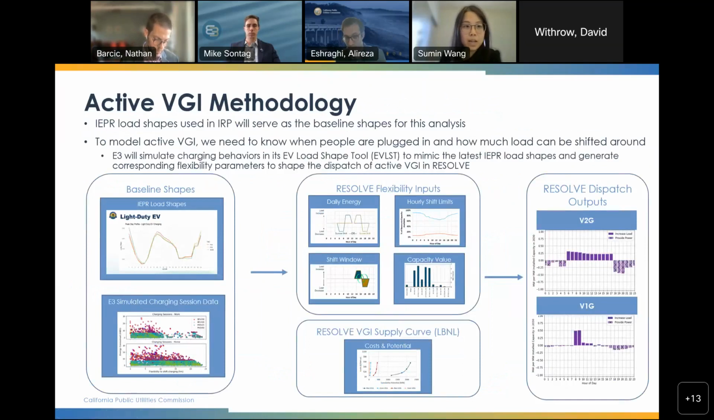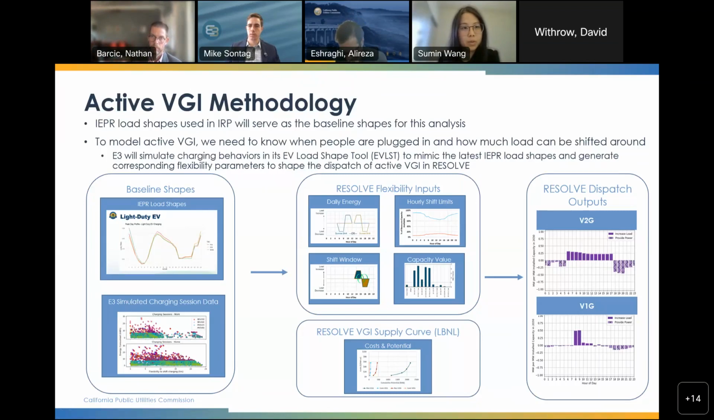For this analysis, we will focus on the active VGI, and for this session, I will also focus on talking about the active VGI methodology. To model active VGI, it is very important to know the baseline shape, which assumes how many people are already responding to the time of use rates and already doing managed charging without any active management. On top of that, we will model what you can further achieve to further shift the charging load. So to develop the active VGI methodology, the baseline assumption is very important. Since the IRP has been using the iProLoad shapes as the baseline EV shapes, and that already assumes a certain amount of managed charging, it serves perfectly as the baseline for this analysis.